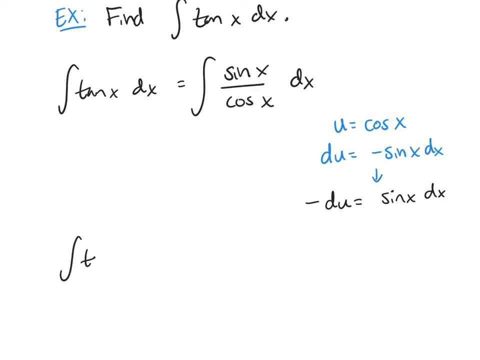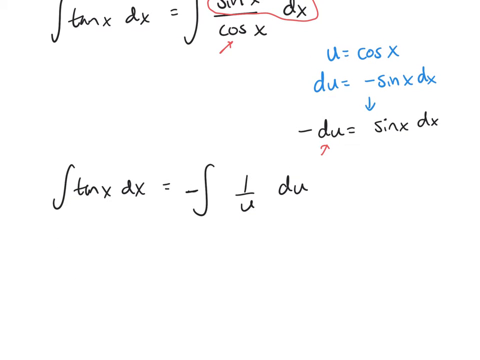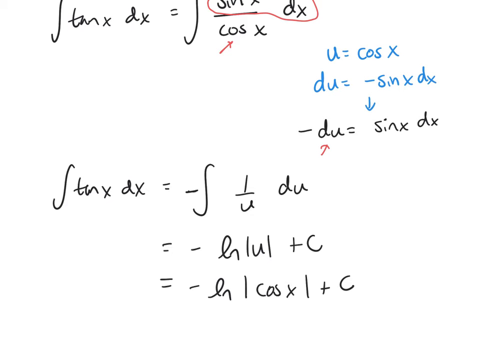So the integral of tangent is 1 over u. That's what we get when we plug in u for cosine. And then the rest of it, sine x dx, becomes a negative, which I'll pull out in front, a negative du. So now I'm getting negative, the integral of 1 over u is ln of u plus c, and then plug back in, u was cosine x. So there is the integral of tangent.